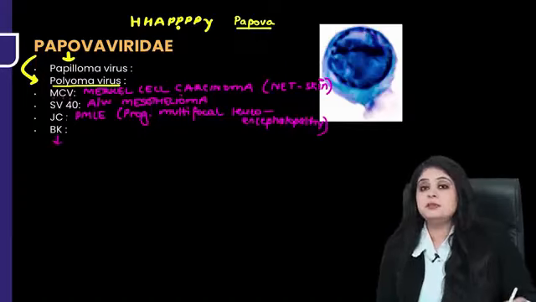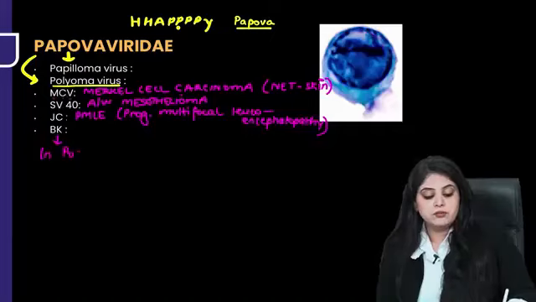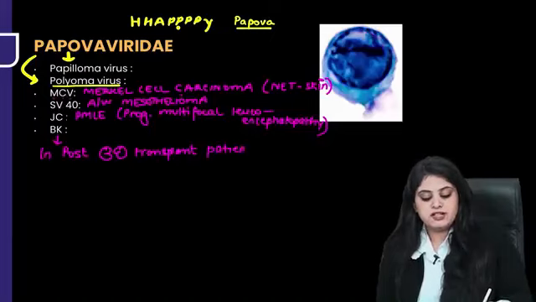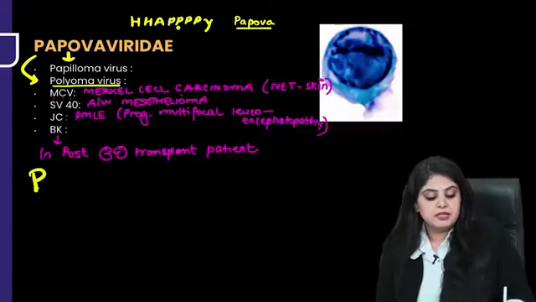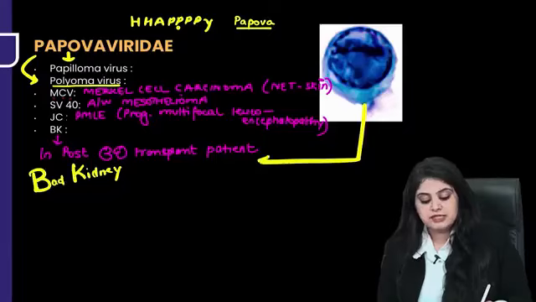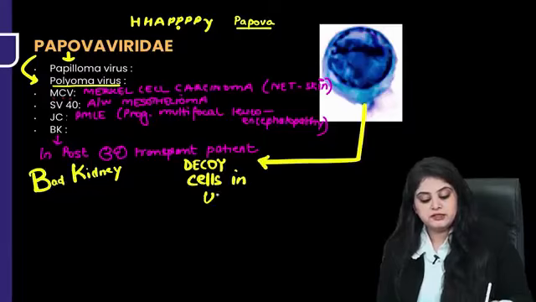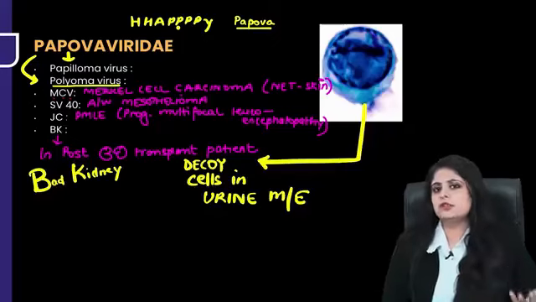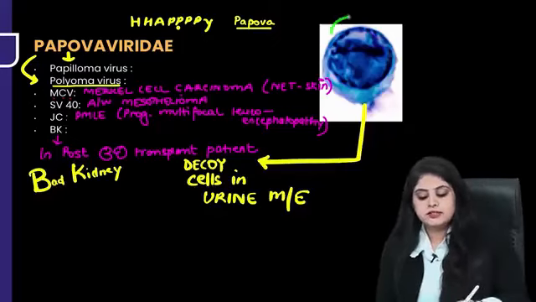Finally, BK virus. BK virus is going to cause infection in post-kidney transplant patients. In post-transplant patients, it is going to cause an infection. How have I learnt it? BK for bad kidney. So you will always remember, acha, this is going to happen or cause an infection in kidney transplant patient. And these are the kind of cells that you see in the urine. Then you see decoy cells in the urine microscopy. When it will cause infection in the kidney, something will come out into the urine. Of course, these are the decoy cells. They are very very big cells with a very very big nucleus.